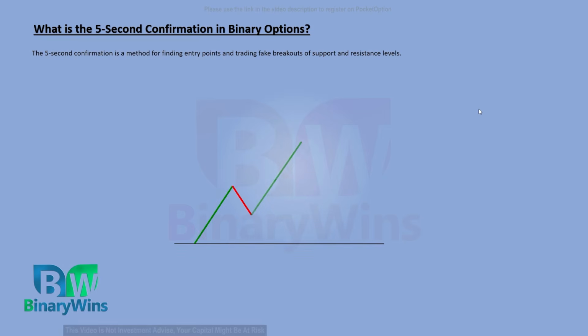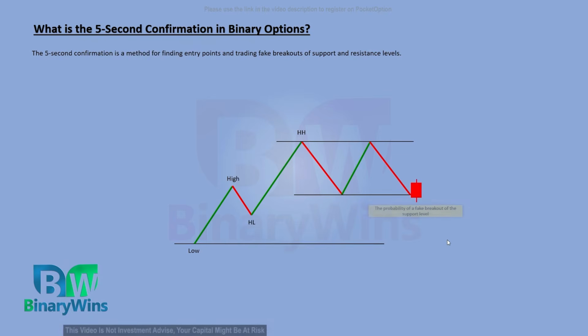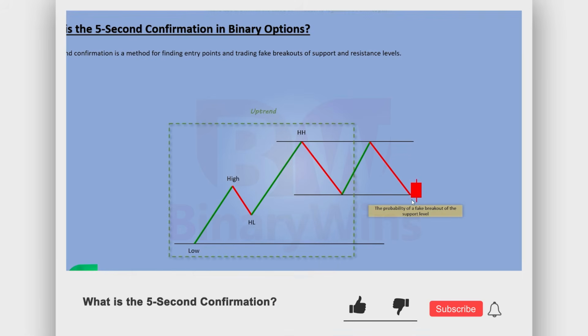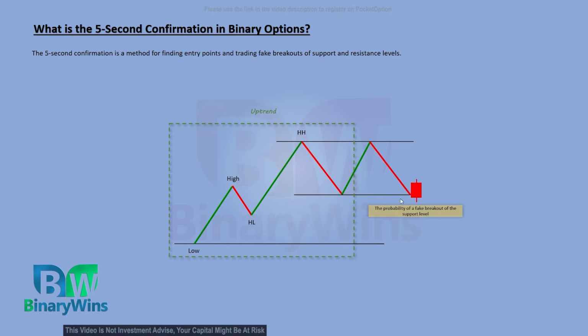Suppose we have an uptrend, that is, we have confirmations of the trend: low, high, higher low, and higher high. As you can see, a retracement trend has reached the level. Since my major trend is an uptrend, there is a possibility of a fake breakout of this level. That is, since we have an uptrend, there is a possibility that if this level is broken, this break will actually be a fake breakout.